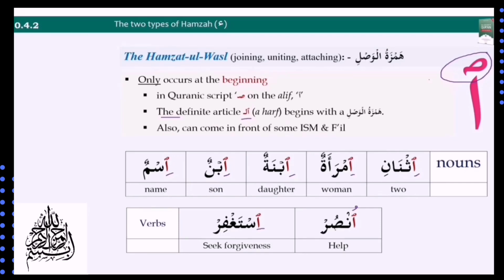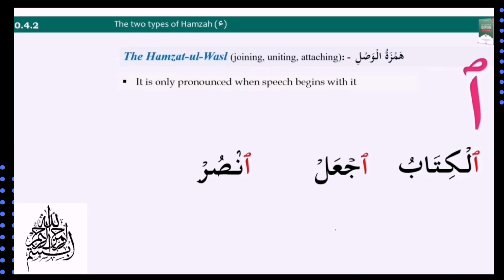Alhamdulillah, those of you familiar with Quran reading, this is one of the rules that is taught during reading. The most important thing to remember is hamzatul wasl is only read if speech begins with it. So for example, here, if I'm starting my speech and the first thing I'm going to read is this, I will read this as al-kitabu. If I'm reading this one, I will read it as ij'al. And if I'm reading this, I will read it as unsur.